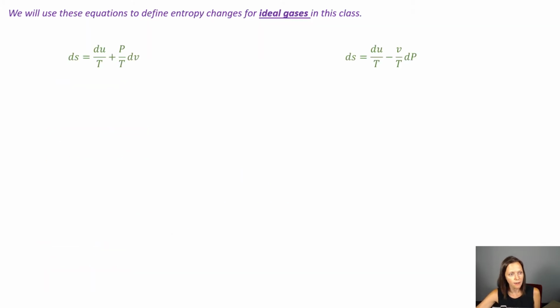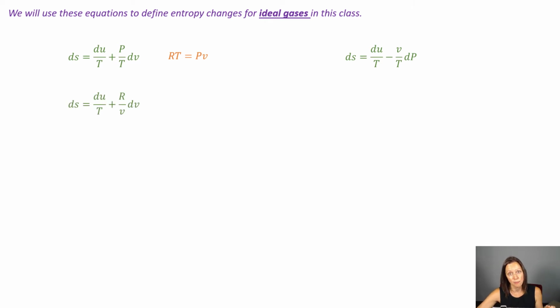So I'm almost there. Here we go. I've got two TdS equations, and I'm going to use these to calculate entropy changes for an ideal gas. So an ideal gas obeys the ideal gas law, and I know I'm going to have to integrate these two things. So I need to get them in terms of something that I can integrate. So on the left-hand side, you see you've got P over T dV. I need to get P over T in terms of specific volume so that I'm able to integrate it later. So that's where my ideal gas law comes in.